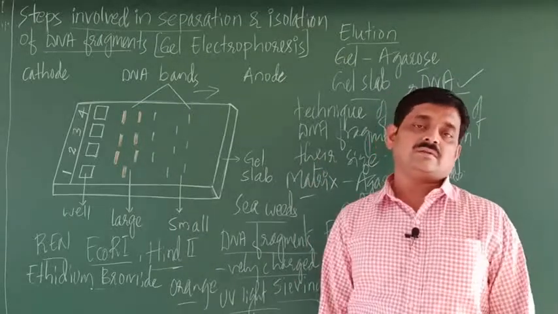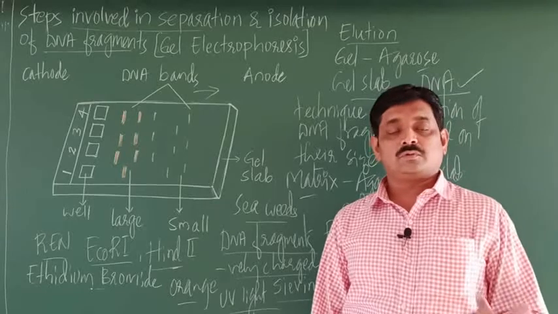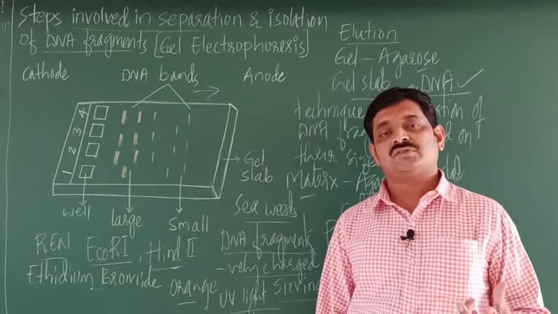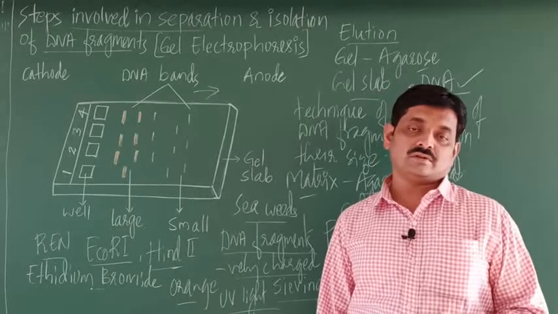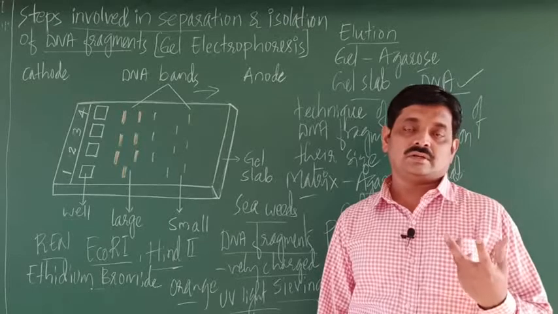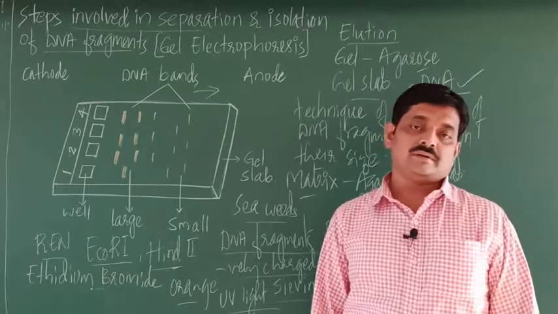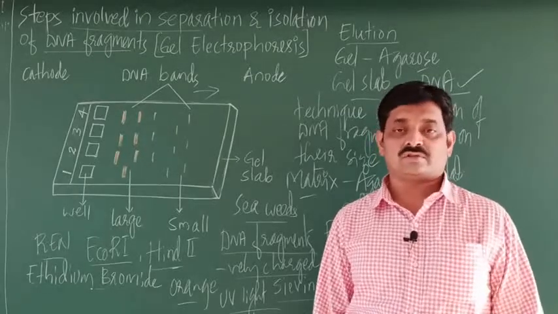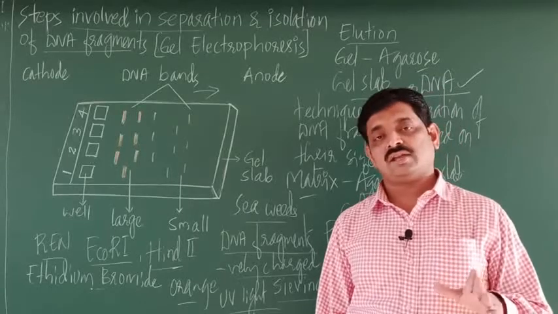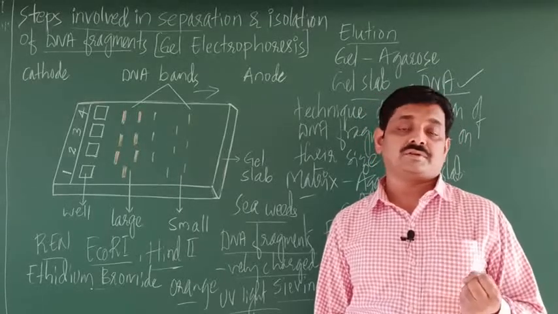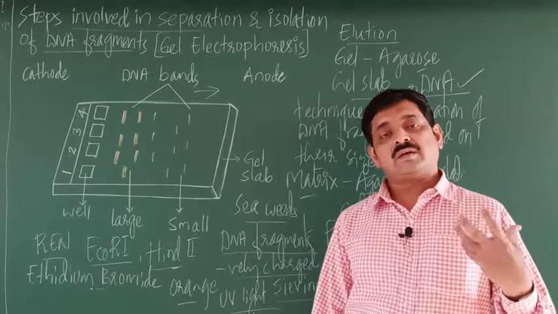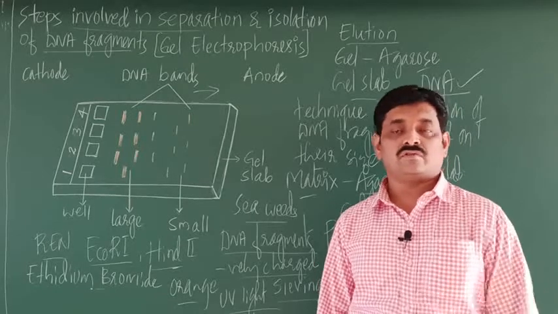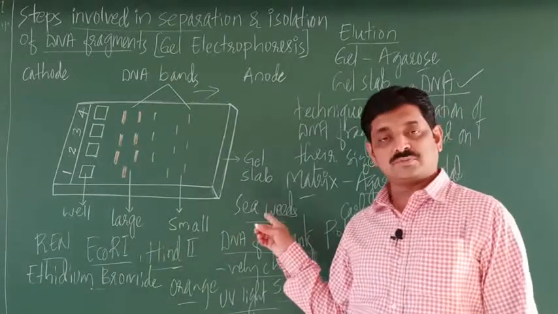Then you may expect 1-mark questions, like: name the compound used for staining DNA fragments in gel electrophoresis. It is ethidium bromide. Then: name the matrix used in gel electrophoresis. You have to write agarose gel slab, or agarose gel, is the matrix. Then: name the source of agarose gel used in gel electrophoresis. The source is seaweeds.